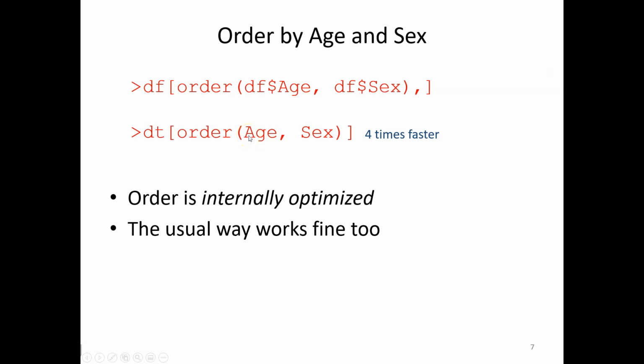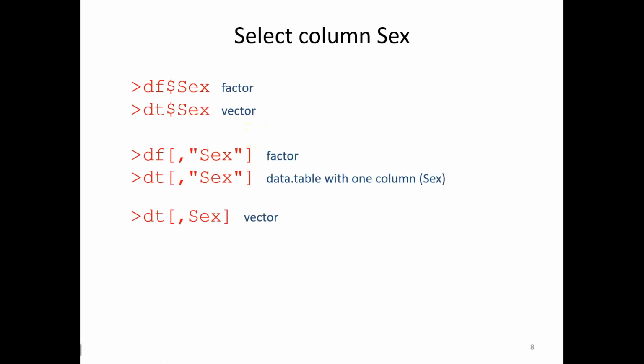Doesn't matter. This is where it begins to get a bit tricky. When you want to select columns, the dollar version is quite simple. It's the same as for a data frame. If you write df, for data frame, $sex, you get the sex column as a factor, because that column happens to be a factor, because it was converted into a factor when read using read.csv.